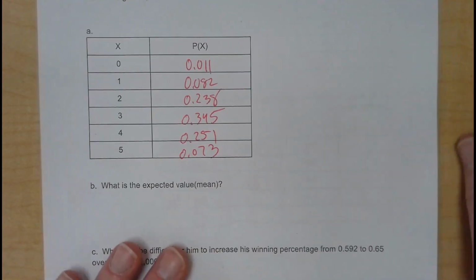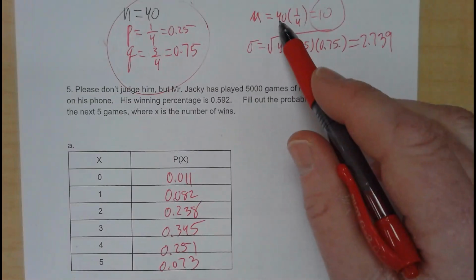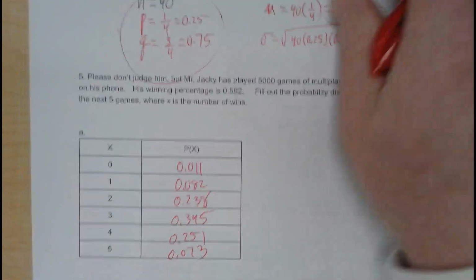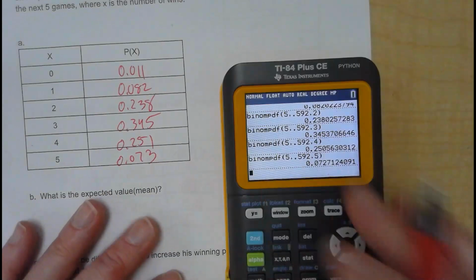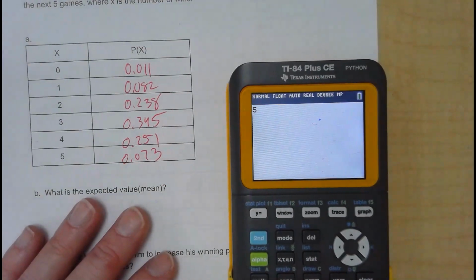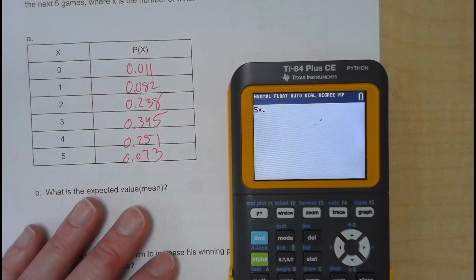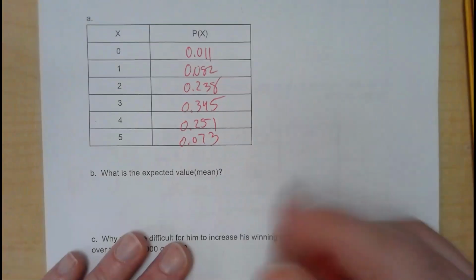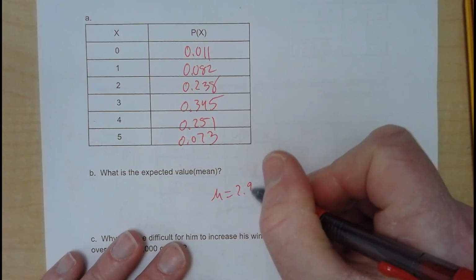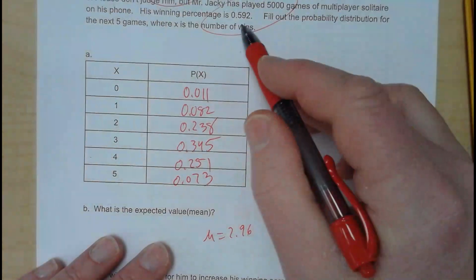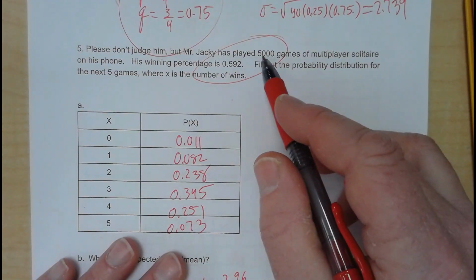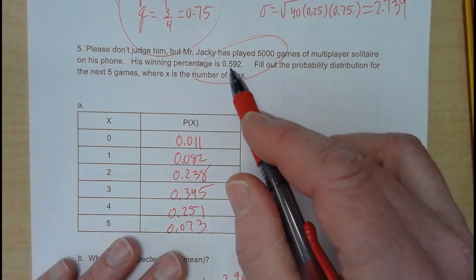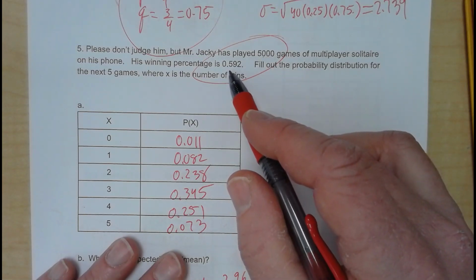Okay, so then the expected value is what I did up here. It's the number of things times the probability. So it's just going to be the number of games that play times 0.592, enter, 2.96. So mu is equal to 2.96. Now, my winning percentage for 5,000 games is that. So 5,000 games is a lot of games. So that's kind of where I'm stuck. I'm winning about 60% of the time.